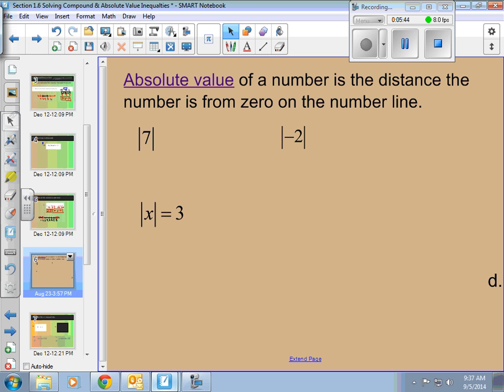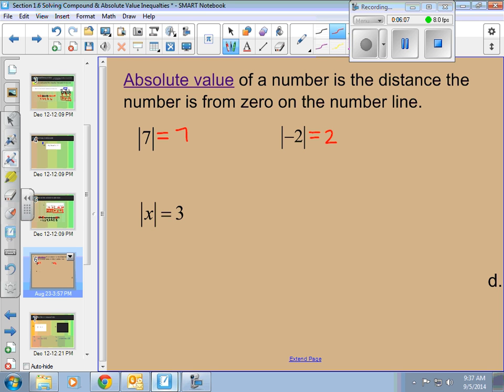Absolute value, though, of a number is the distance the number is from 0 on the number line. So just to refresh our memory, the absolute value of 7 is 7. And the absolute value of negative 2 is 2 because it is 2 units away from 0 on the number line.